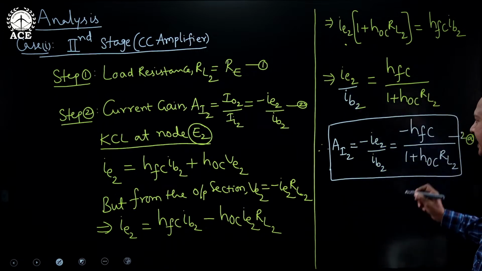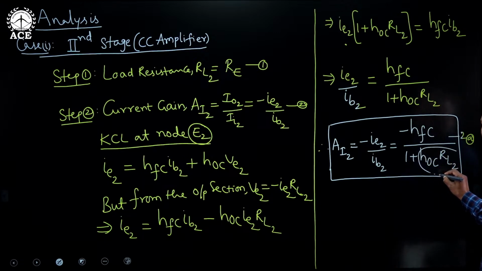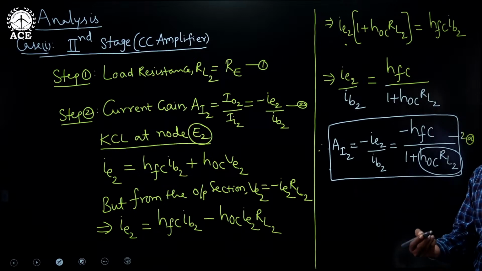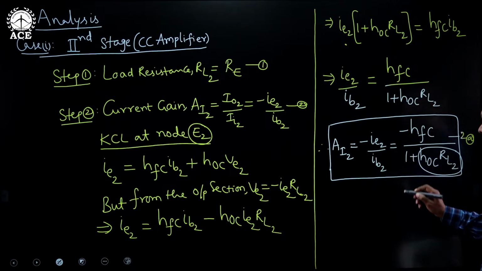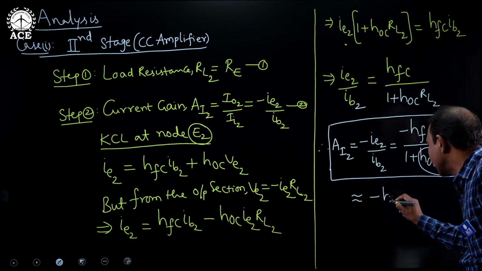Accurate equation for current gain is this. However, we know 1 plus HOC RL2. Since HOC is very small, which is in the range of micro amps per volt, it is in the range of 10 power minus 6. That means HOC into RL2 is always much smaller than 1. Therefore, this current gain can be approximated to minus HFC.